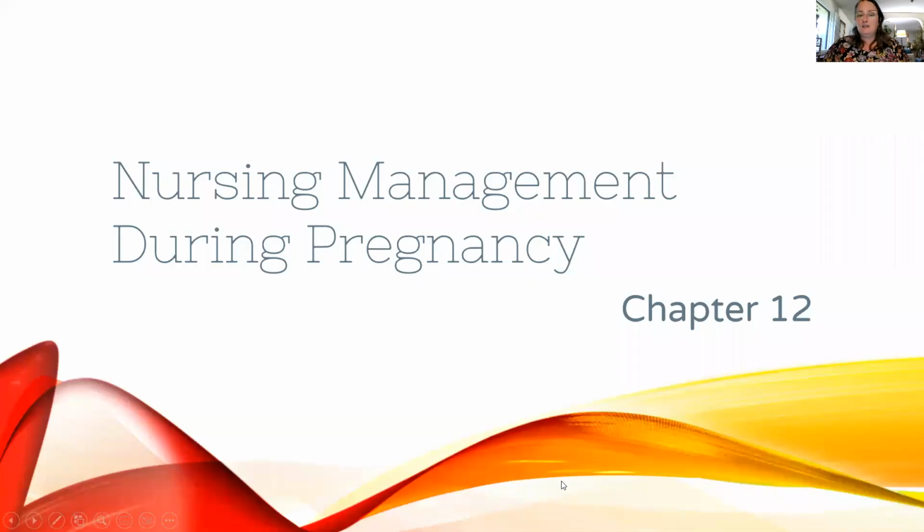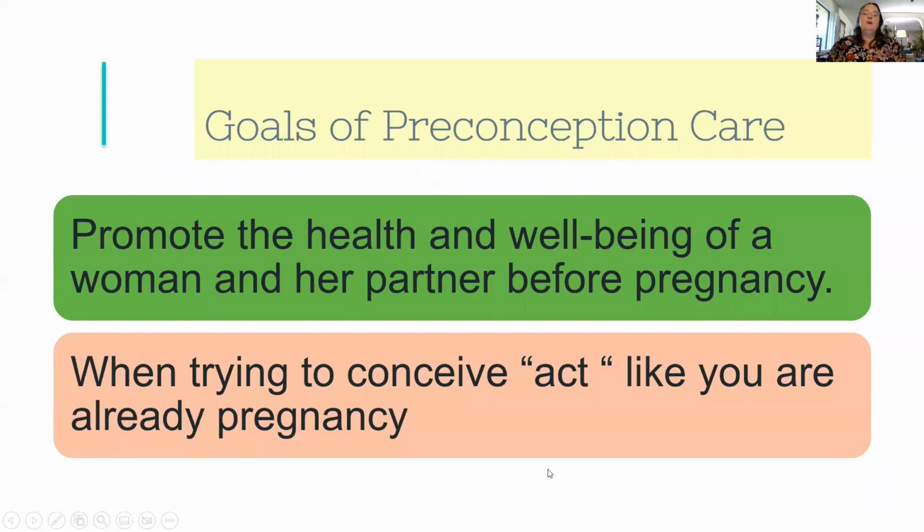Now we're going to move on to nursing management during pregnancy. And ideally, women will come for a preconception care visit. They're seeing their provider. Maybe they've been using birth control and they're ready to now think about getting pregnant. And what we recommend is that if someone is trying to get pregnant, they should act like they already are. And so what that means is taking that prenatal vitamin, being sure that you get enough folic acid before that pregnancy happens, avoiding alcohol, avoiding other drugs, avoiding smoking, getting enough rest, getting enough exercise, all the things that you will do when you're pregnant.